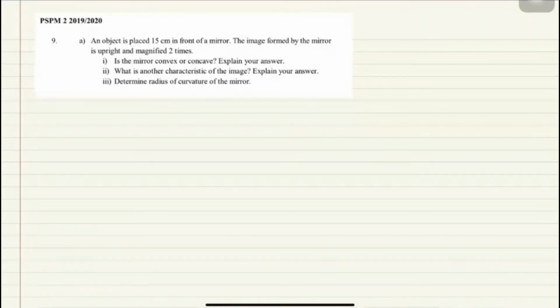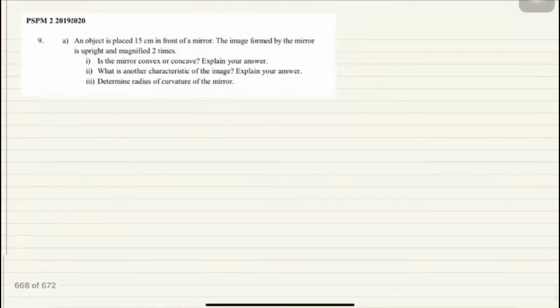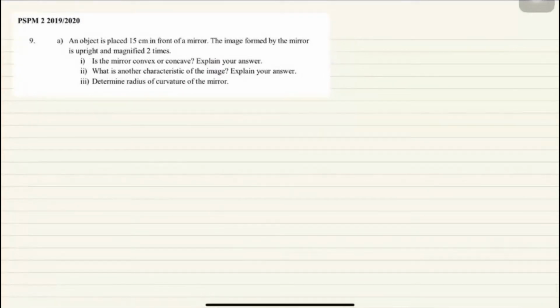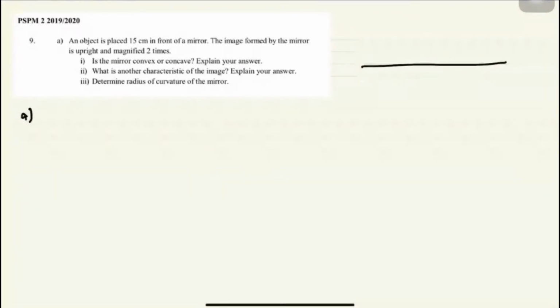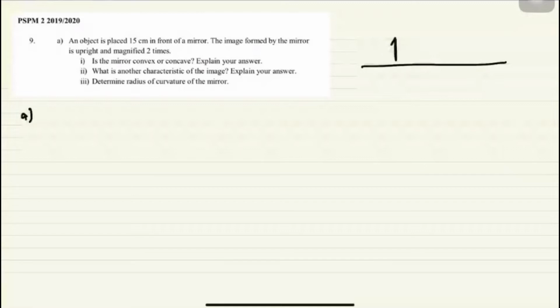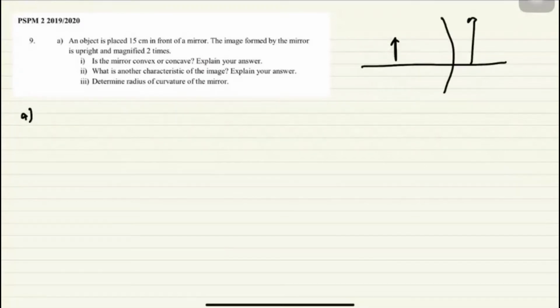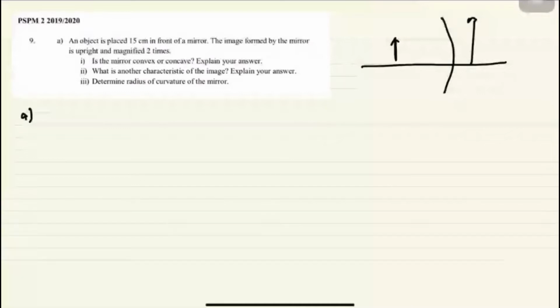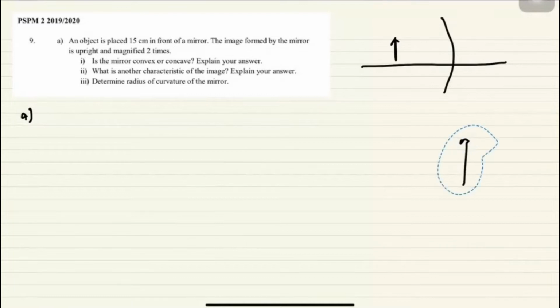Okay, question number 9A, dia kata an object is placed 15 cm in front of a mirror. The image formed by the mirror is upright and magnified 2 times. Is the mirror convex or concave? Dia cerita pasal mirror. Convex ke concave? Objek dia concave kan, sebab apa? Hanya concave dia punya image formed by the mirror upright magnified tu dia tak cakap itu adalah virtual ataupun tak kan. Tapi kalau upright dia mesti belah belakang tu lah.